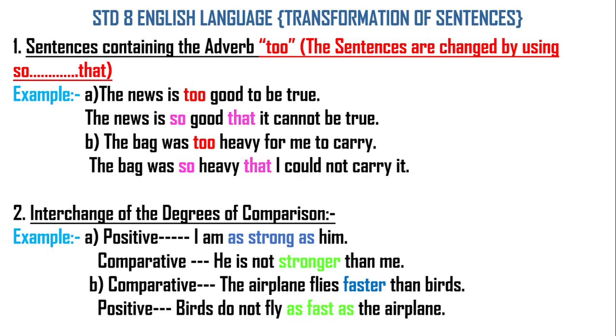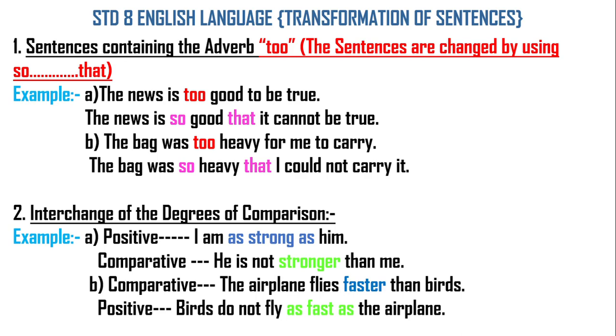The second form of sentence is when we change, or rather when we interchange, the degrees of comparison. Now, how many degrees of comparison are there? There are 3 degrees of comparison: positive, comparative, and superlative. What you need to keep in mind is positive always has the word as dash as, like as strong as, as good as, as bright as. In comparative, we will have the word than, like better than, stronger than, brighter than. And superlative, the last degree of comparison, actually tells about the best.